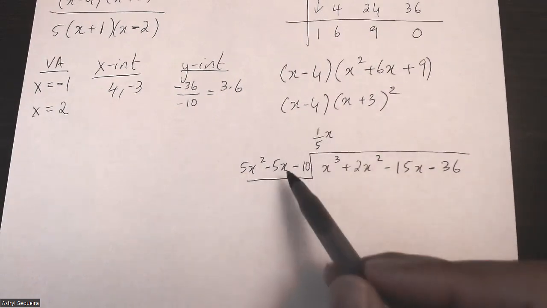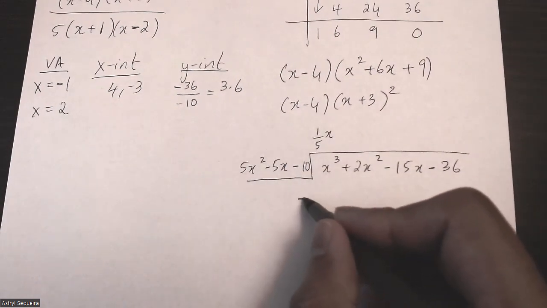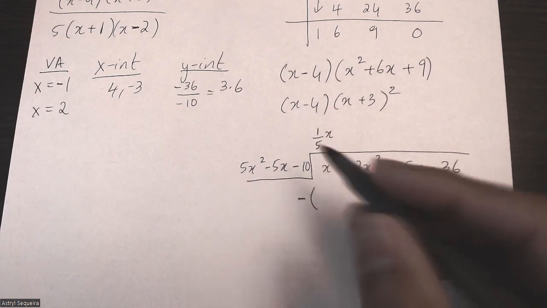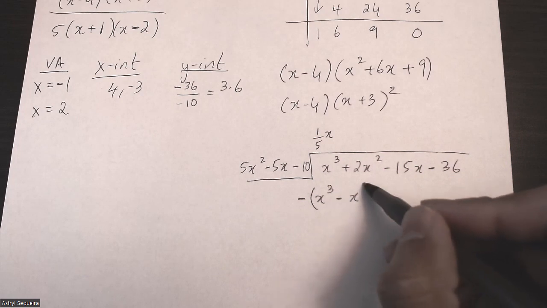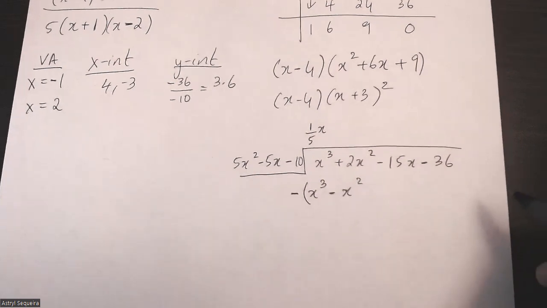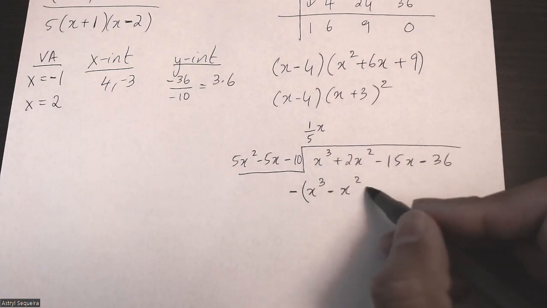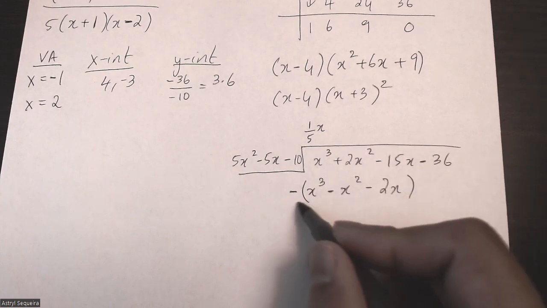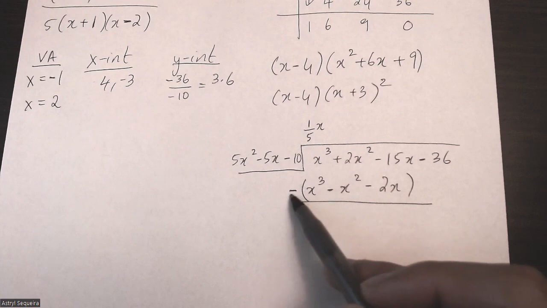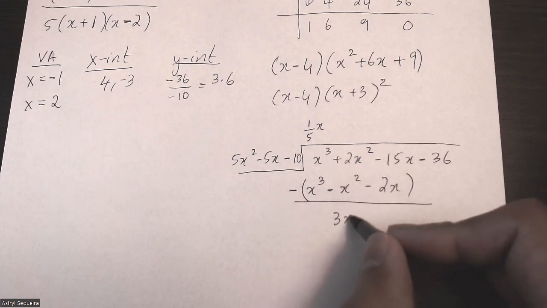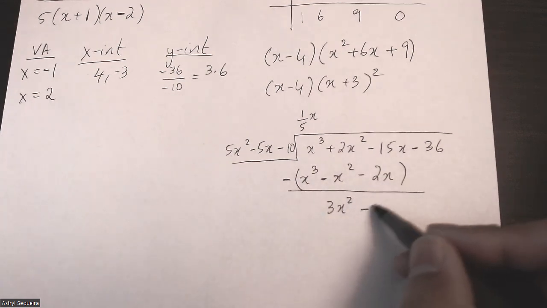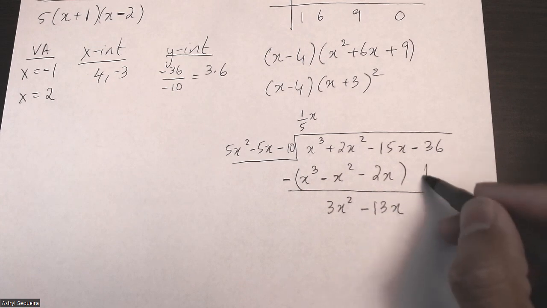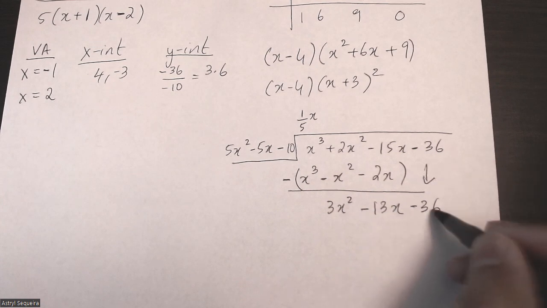Going to multiply 1 over 5x with this entire equation. So I will get x cubed minus x squared minus 2x. I'll do my subtractions. X cubed minus x cubed is 0. 2x squared minus negative x squared is 3x squared. Negative 15x minus negative 2x is negative 13x. I'll bring down the negative 36.